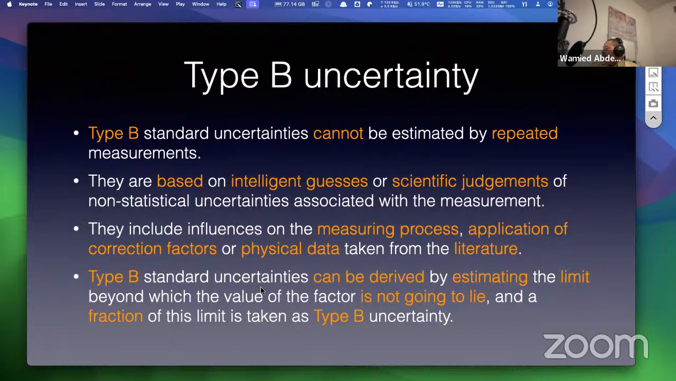So type B standard uncertainties can be derived by estimating a limit. Maybe we cannot measure it or do some statistical analysis on it, but we can have sort of a good judgment. We can say, okay, we've measured the dose, but probably it cannot be, for example, more than 2% or more than that. It has to be within a certain limit. So it's based on our judgment. We're setting a limit on that, and then based on that limit, we can give an uncertainty for type B.